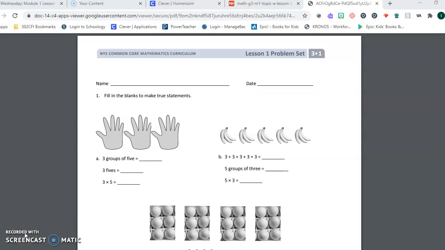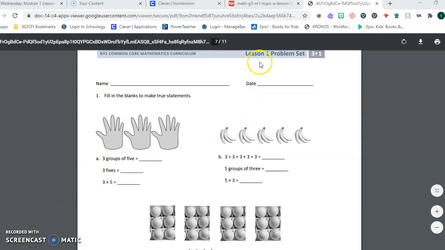Good morning, kids. We are going to begin our math today in the Module 1 workbook. That's the green workbook that came in your supplies bag. And if you don't have that book ready, what you can do is pause this video, go get that book, and come back and open up to page 1. We are going to be looking at Lesson 1 problem set.